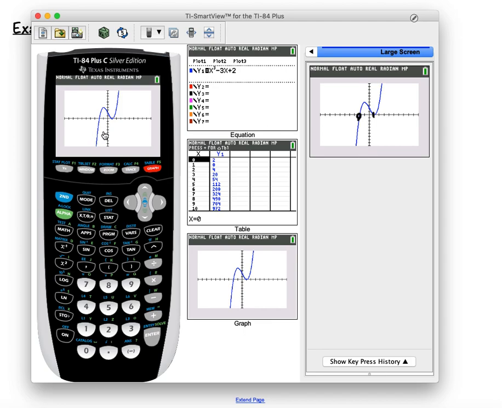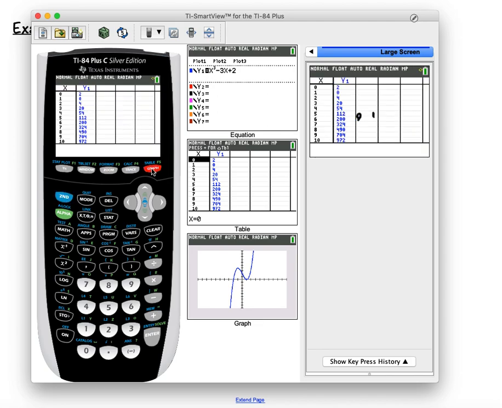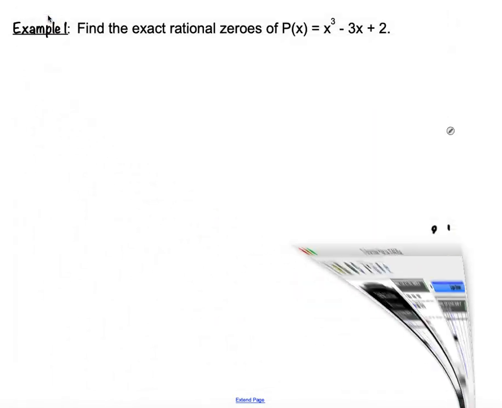All right, we can double check. Let's check the table and see if we've got a -2 and a 1. So I'm going to go second table, and I'm going to scroll up. Oh, yep, -2, 0. That's an x-intercept. And then I'm going to look there. Oh, yeah, 1, 0 is another x-intercept. So that is true.